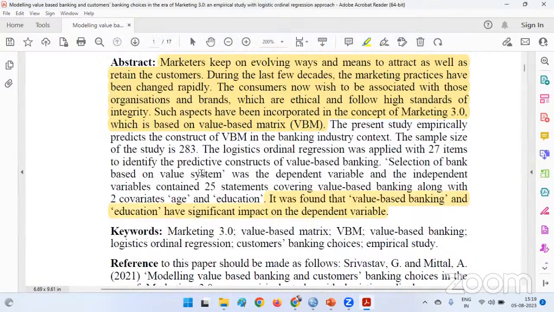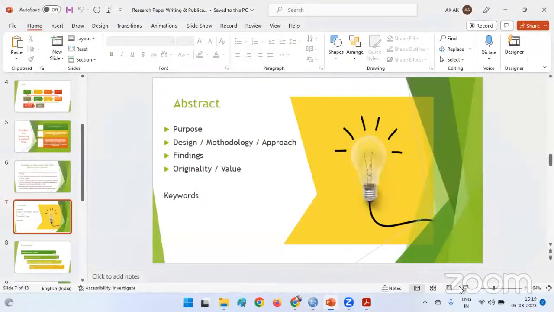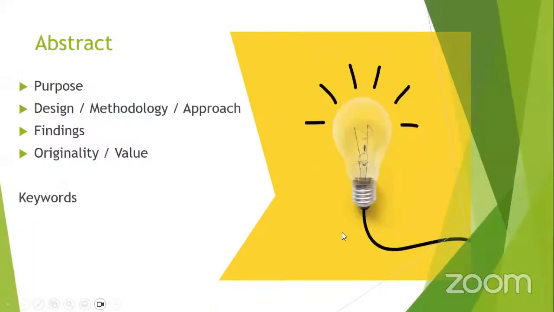Okay. So this is one example. So we'll keep on browsing this paper every now and then.